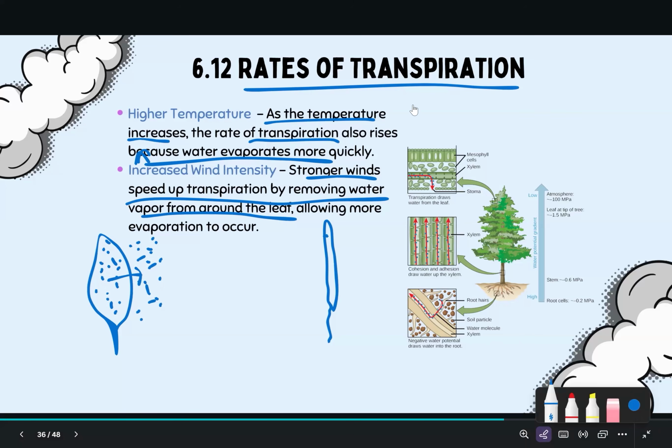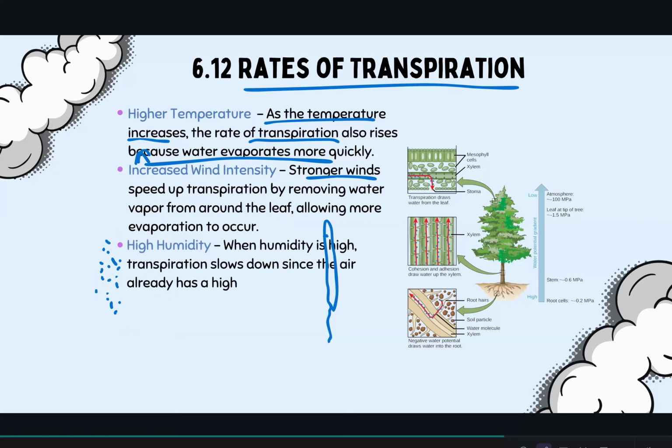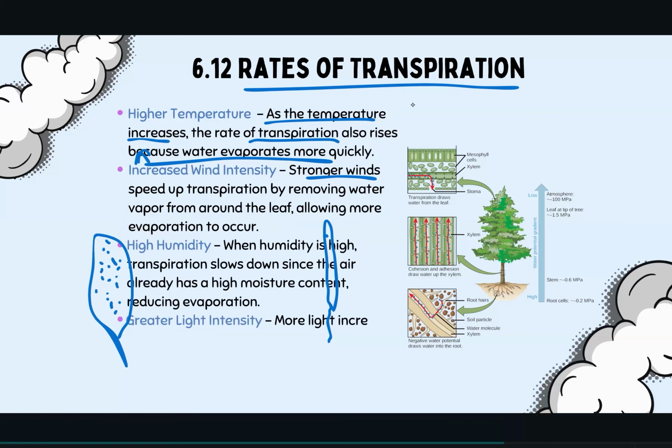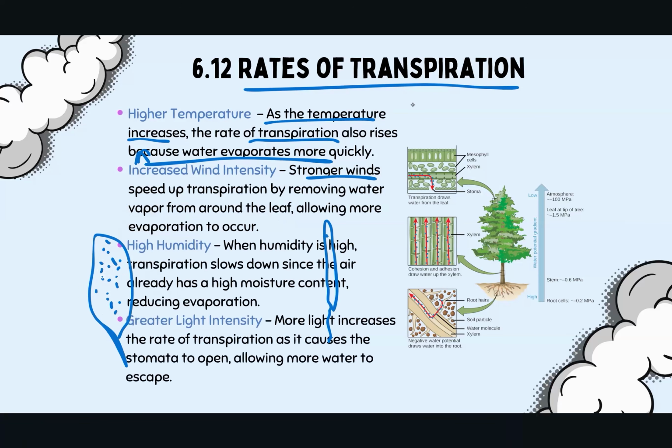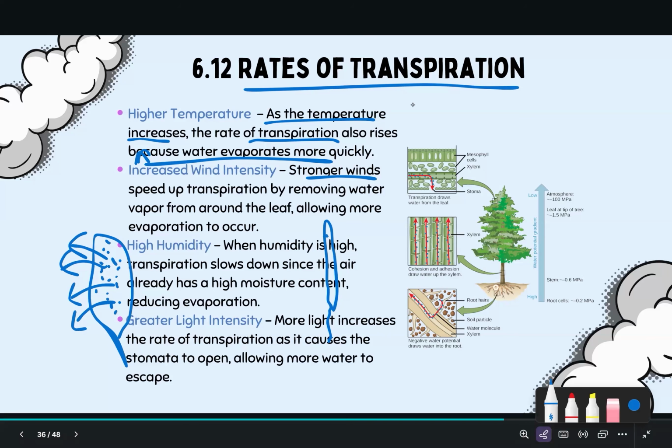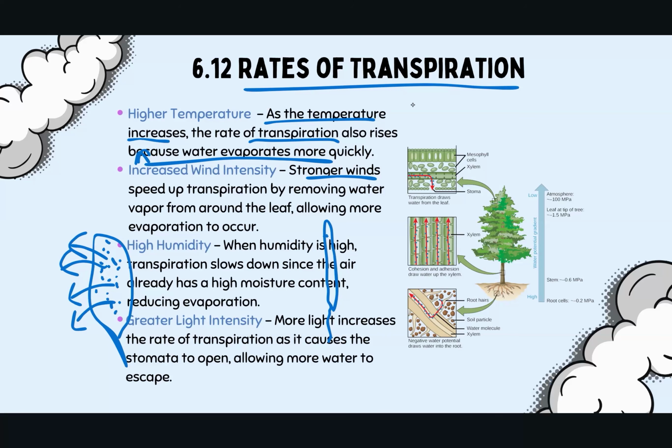But if it's windy, what will the wind do? It'll blow all of these air particles away. Well, not the leaf, but it blows all that water away. Now what we've got is more of a concentration difference. So the water diffuses out. So we have more evaporation occurring. If more water leaves through the leaves, you've got more water then going from the roots up the stem. So that increases the speed.